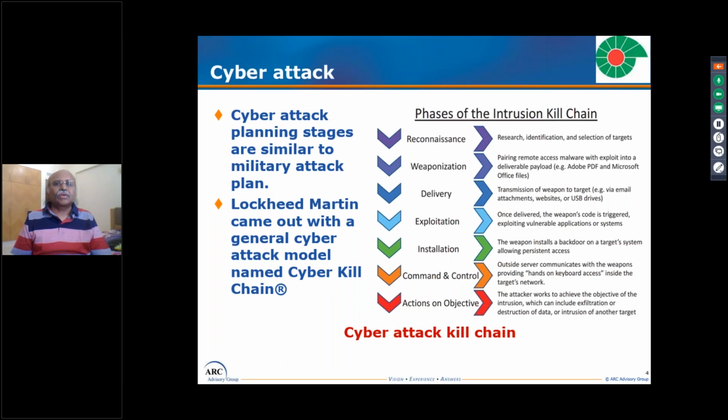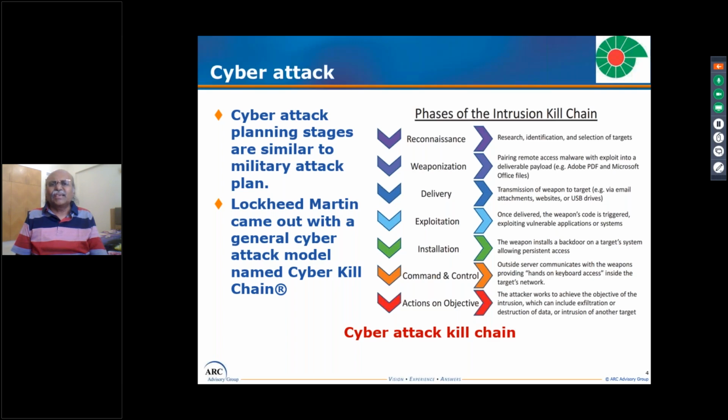Lockheed Martin came out with the general cyber attack model that you see on the right. So what are the phases in this attack? Intrusion kill chain, sorry. The first phase is reconnaissance, second is weaponization, third is delivery, fourth is exploitation, then installation, command and control, and action on objectives. So reconnaissance, in the military term, as you see it, is research, identification, and selection of targets. Weaponization is pairing remote access malware and exploit into the delivery payload, that is, they create the malware.